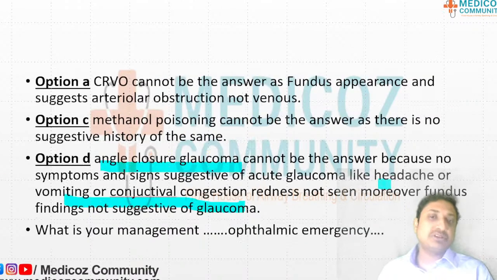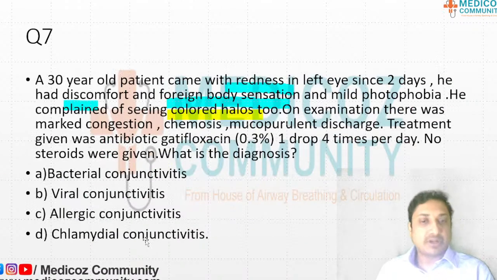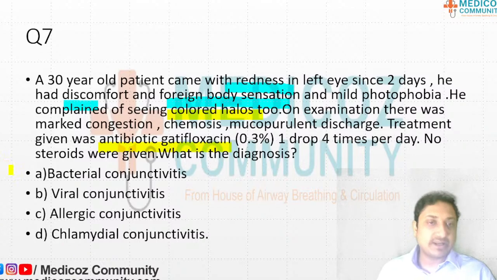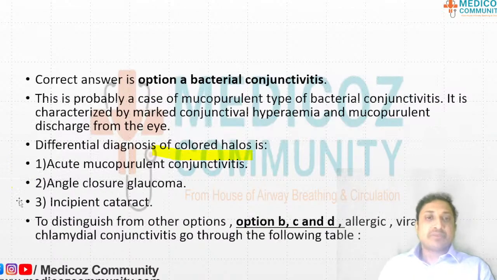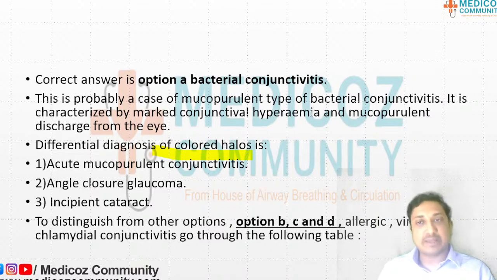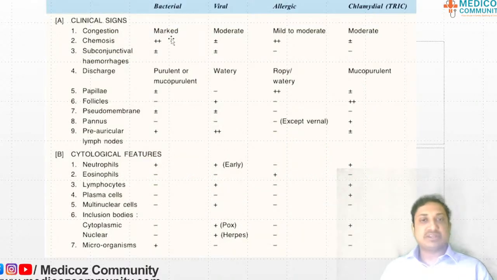But since in this question we know that we are dealing with conjunctivitis, we can proceed further with the symptoms given. The next symptoms that we are given are marked congestion, chemosis, and mucopurulent discharge. And he has been treated with the antibiotic gatifloxacin. That makes our diagnosis very clear, that we are dealing here with bacterial conjunctivitis. So probably this is a mucopurulent bacterial conjunctivitis characterized by conjunctival hyperemia and mucopurulent discharge from the eye.